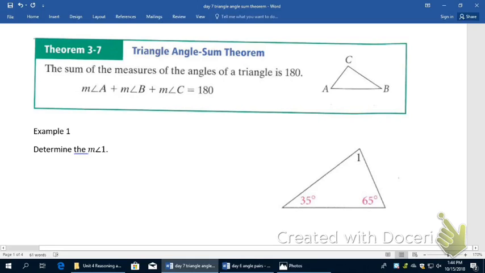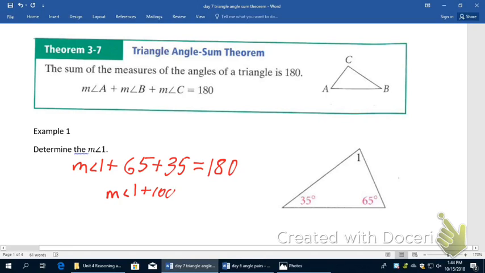On this first example, what you're going to do here is actually just add these three angles to 180 degrees, since they're the interior angles of a triangle. So I would write this as the measure of angle 1 plus 65 degrees plus 35 degrees equals 180 degrees. Now I would combine like terms, so the measure of angle 1 plus 100 degrees equals 180 degrees, and that 100 is coming from 65 plus 35. Now I'll subtract both sides by 100 to solve for the measure of angle 1, which would be the measure of angle 1 equals 80 degrees. And I'm done with the problem.